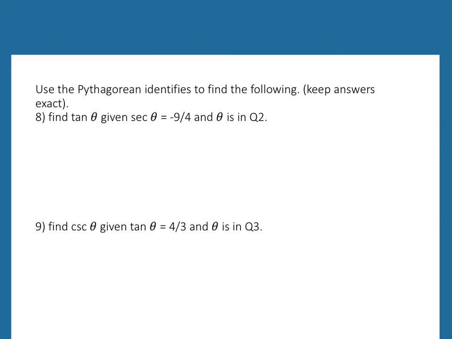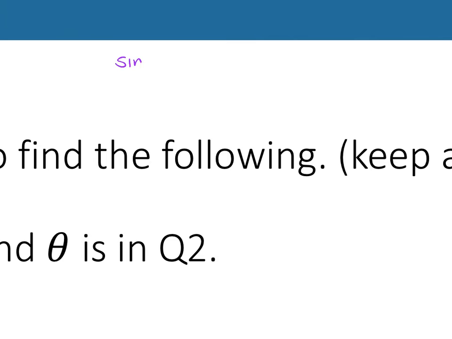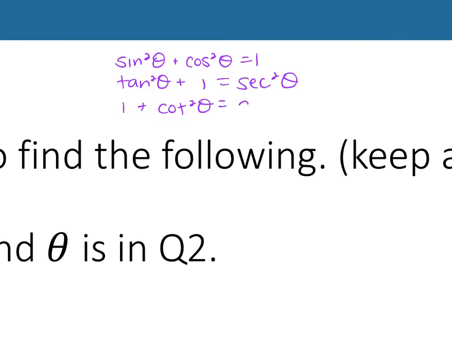All right, then these were your Pythagorean identities. That should be identities, not identifies. To remember these, you want to do sine squared theta plus cosine squared theta equals 1. Tan squared theta plus 1 equals secant squared theta. And 1 plus cotangent squared theta equals cosecant squared theta. So that's what you're going to use to set up 8 and 9.